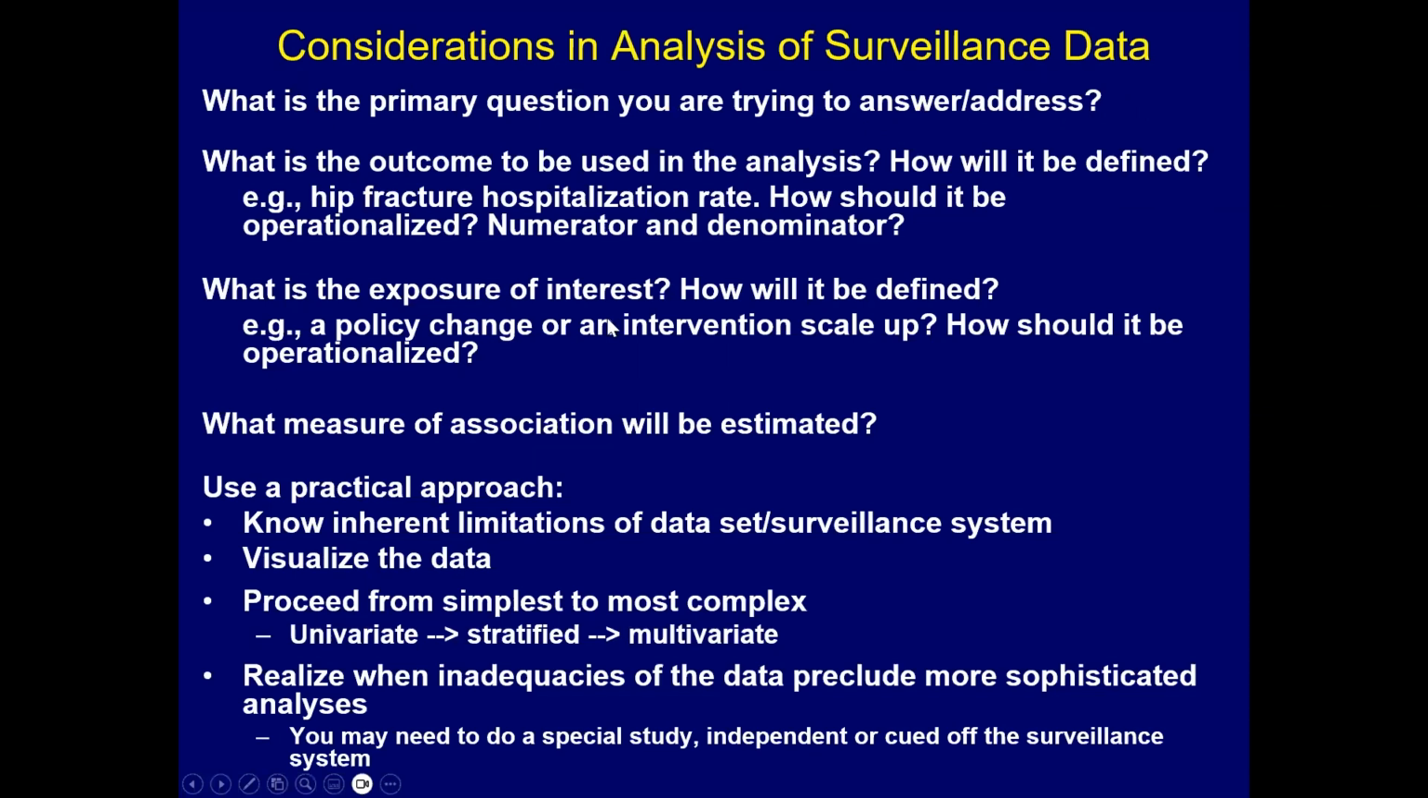And so as a conclusion, when you conduct analysis using surveillance data, what are the considerations you are going to think about? The first is, what's the primary question you're trying to answer? Then define whether this question is a causal question, what the outcome is to be defined in the analysis, and what the exposures of interest are, and both need a well-defined way to measure. And then you think about what kind of measure of association you are going to estimate.